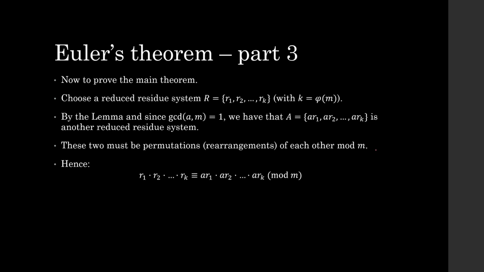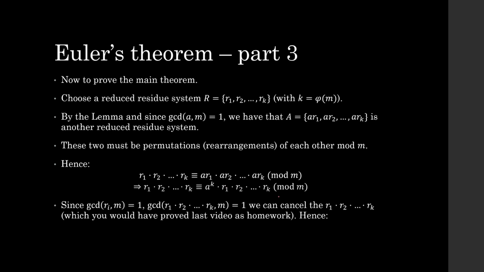So hence, if I just multiply all of them, because multiplication is commutative, I can pair up each one of these with one of them. And so in the end, I can make a whole multiplication over all the elements, and that's just going to be the same thing. So R1 times R2 times ... times Rk is congruent to aR1 times aR2 times ... times aRk, mod m. So I can factor out the a's here to get R1 times R2 times ... times Rk is congruent to a to the k, because I've got k of those a's, times R1 times R2 all the way to Rk.